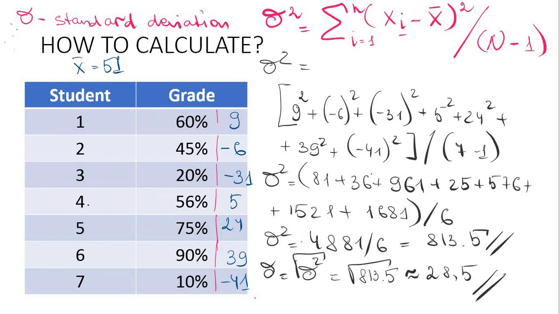Okay, so that was it when it comes to mean, variance, and standard deviation. In the next video, we are going to analyze covariance and correlation, which are always about the relationship between two or more variables. Thanks for your attention and see you in the next video.